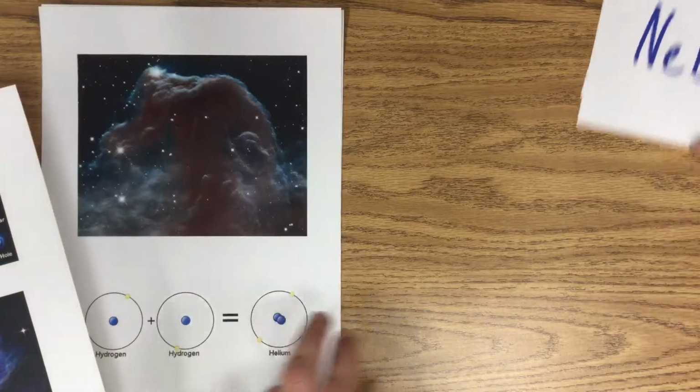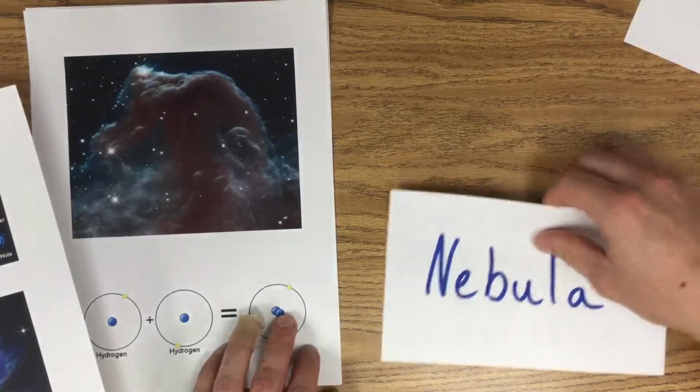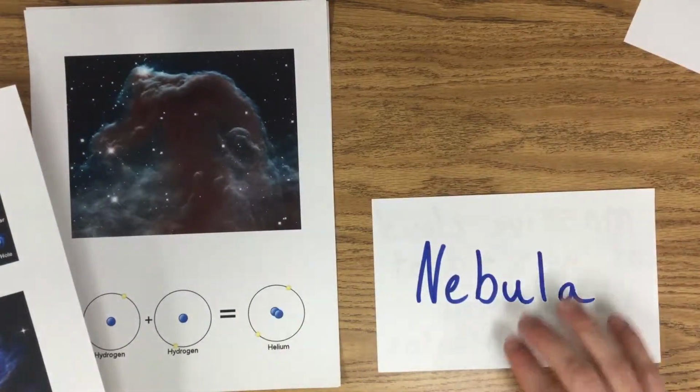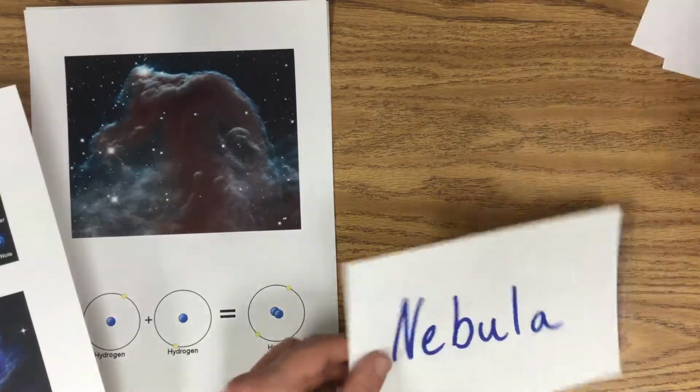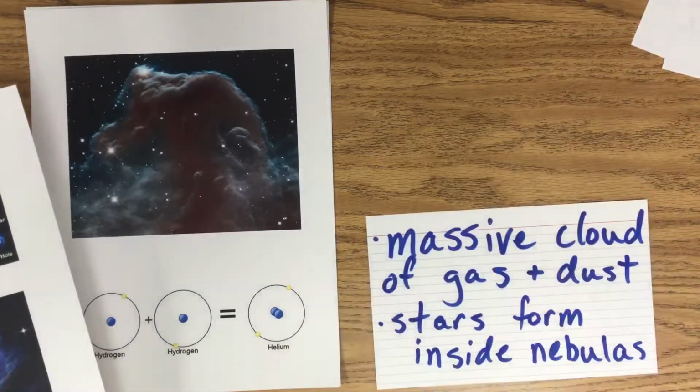All right, almost done. Three more. Nebula. Write that down. Pause the video. Oops, sorry, three more. So nebula. So nebulas are a massive cloud of gas and dust. Stars form inside nebulas. So pause the video.